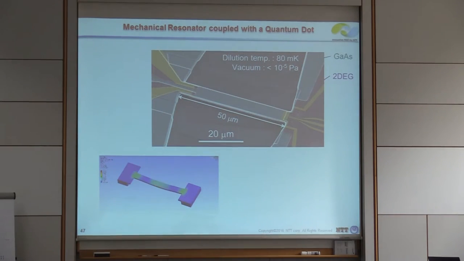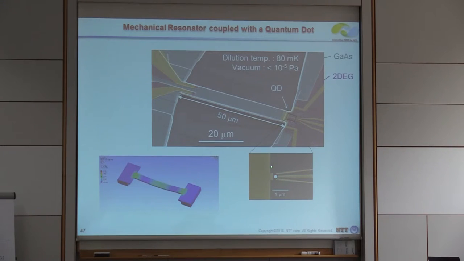So this is the structure. Here you have a 15 micrometer long electromechanical resonator, and here you have a quantum dot. And we place it at the point where you have the maximum strain. So the strain effect is maximized.